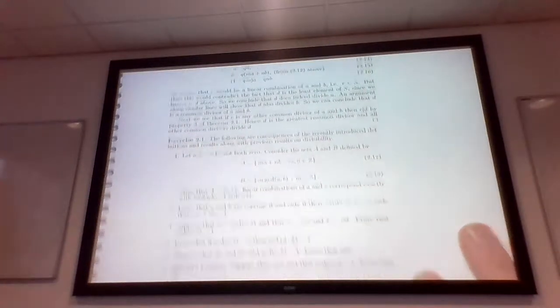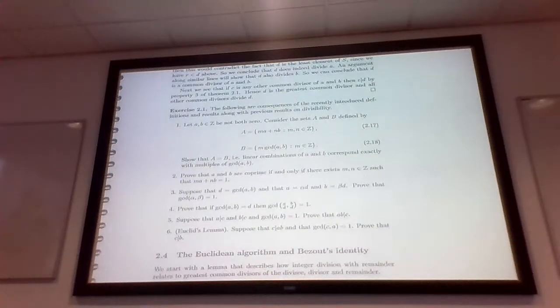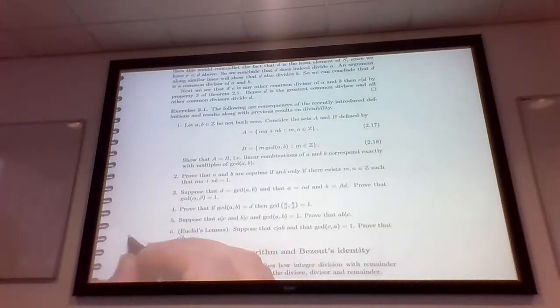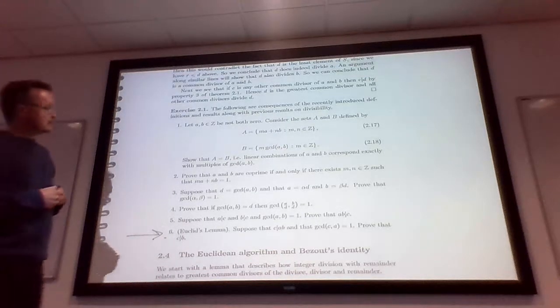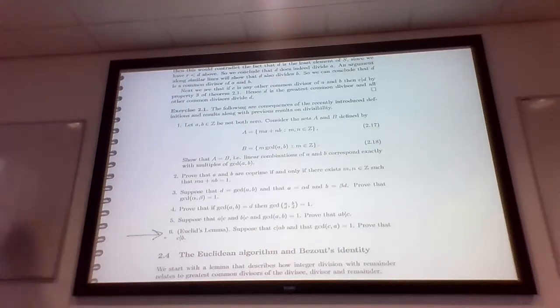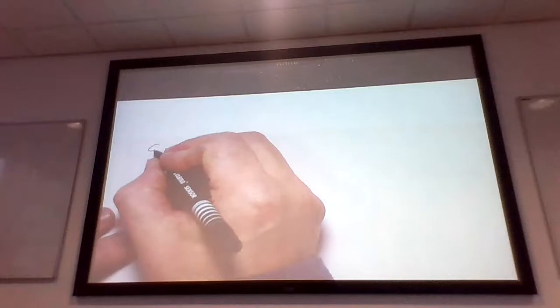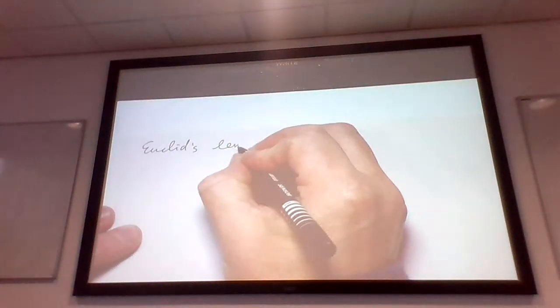If we go back to exercise 2.1, I just want to do one of these for you now, which is question 6 from there, because it's kind of hidden away in one of the exercises, but it's an important result by itself. So this is called Euclid's lemma. The name Euclid is featuring a lot today.